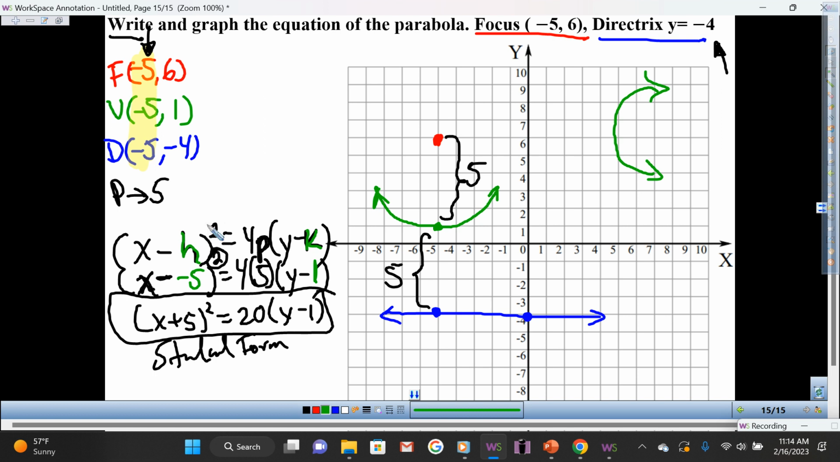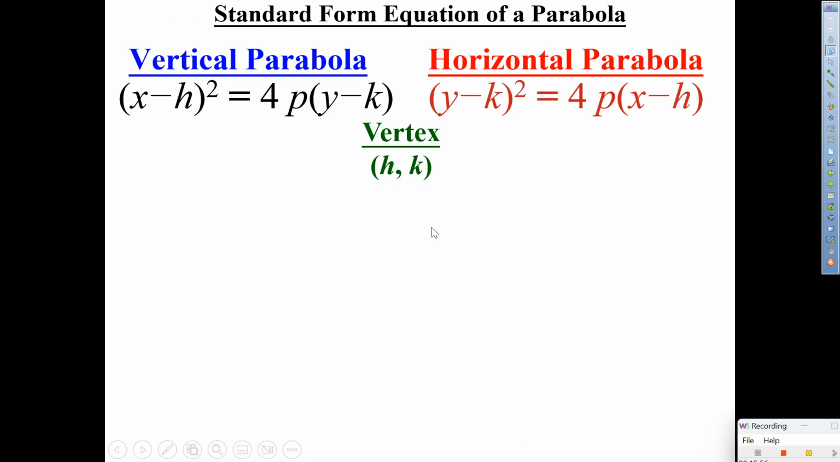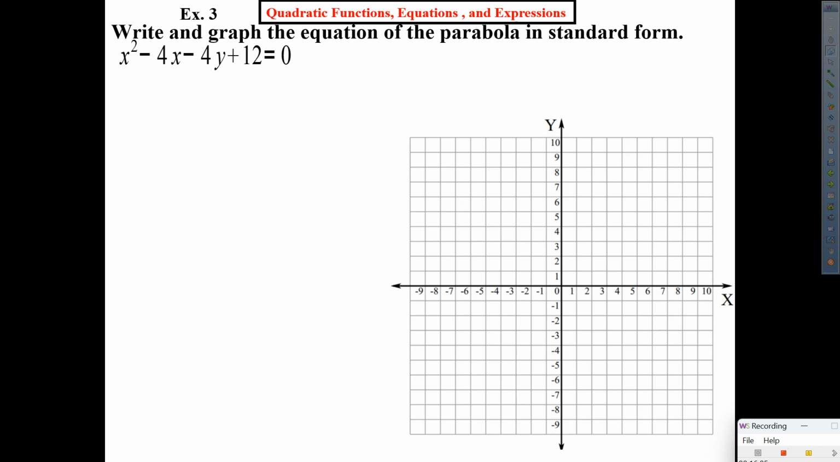All right, so far so good, yes? So Mr. Q, we got this, yes? So we're done with these, yes? Standard form, good. But what if what I give you does not look like that, and it looks like this? Copy that, please. Example number 3.